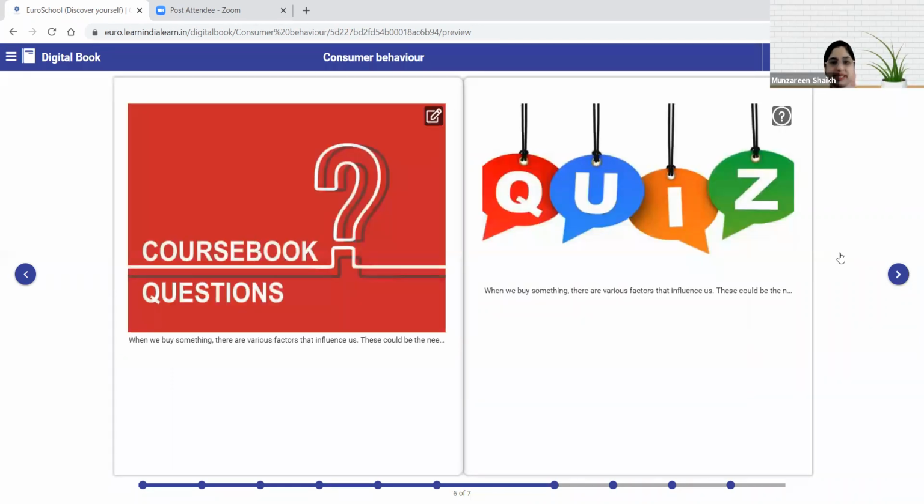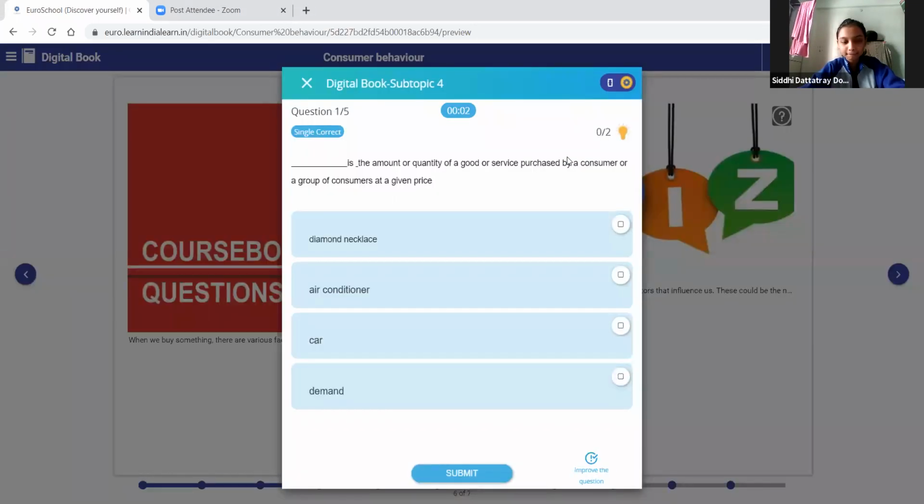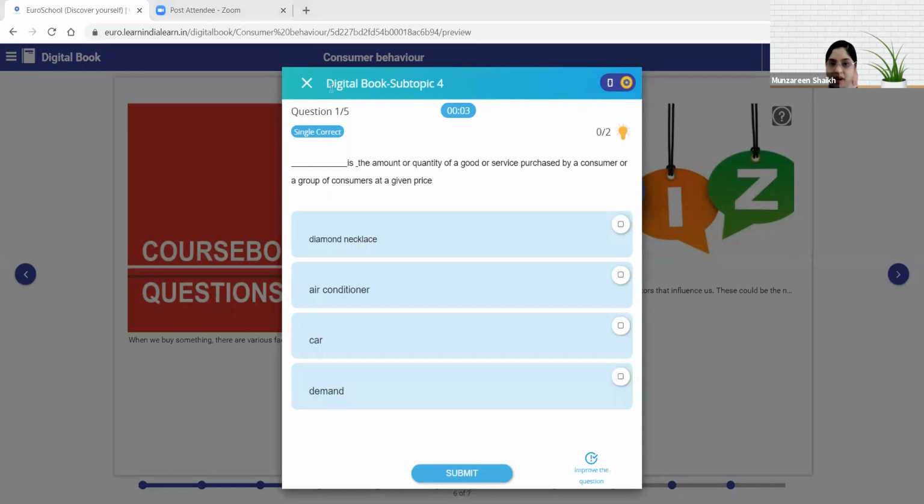Okay, let's solve the quiz. Let's see how many of you will be able to answer. Dash is the amount or quantity of a good or service purchased by a consumer or a group of consumers at a given price. Demand.